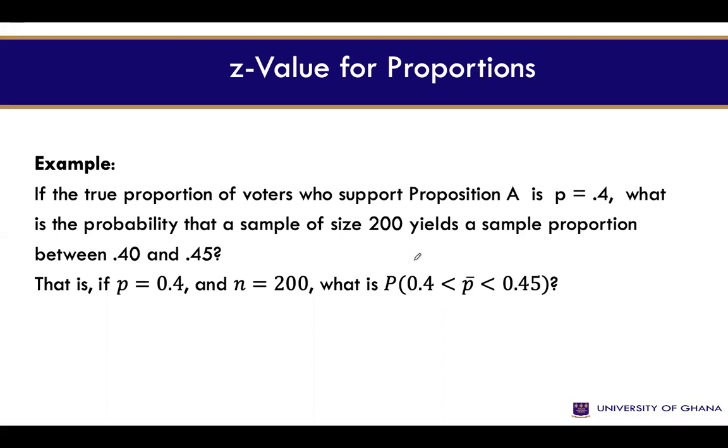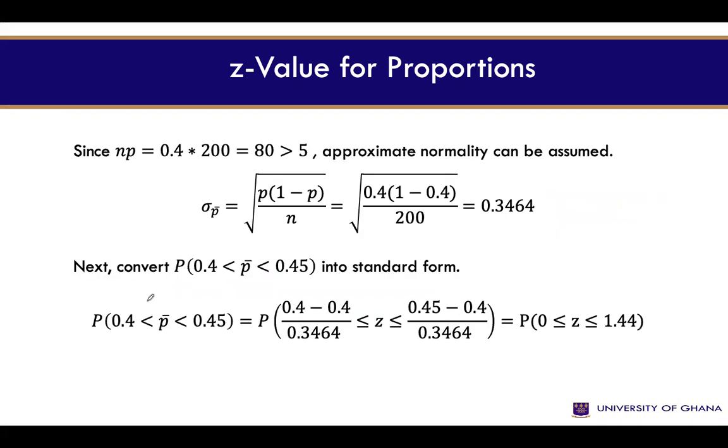So if the true proportion of voters who support a certain proposition A is 0.4, so you have the population proportion, right? What is the probability that a sample of size 200 yields a sample proportion between 0.4 and 0.45? So basically, you are looking for the probability that the sample proportion will lie between 0.4 and 0.45. You have a sample size of 200 and the true proportion is 0.4. So we standardize, right? Now we first check that np is greater than or equal to 5, so we can use normality to solve this problem.